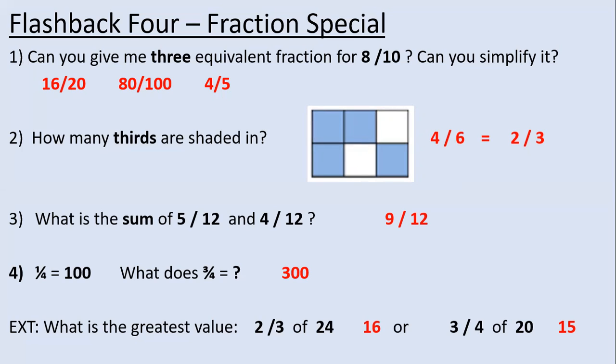Question 3, what is the sum of 5/12 and 4/12? Well, hopefully you remember that sum means add together. Now imagine if you had 2 pizzas and there was 5/12 left on one plate and 4/12 left on another plate. How many 12ths would you have all together? You'd have 9/12. Remember, we don't add the denominator, otherwise that would change the size of the fraction.